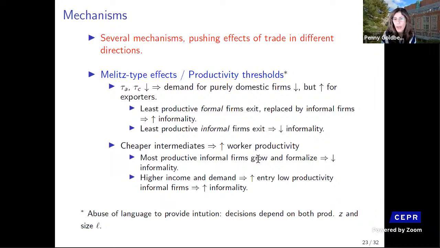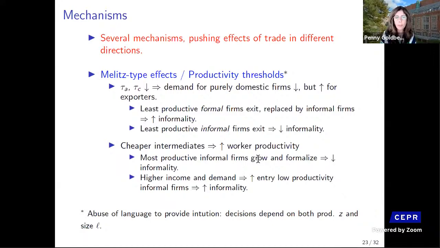So we need to actually estimate the model. It's not a case where the theory dictates the direction of the effect, so that in the end, as an empirical economist, you say, why bother with empirical work, right? So it's really ultimately an empirical question what happens. So what are these mechanisms?